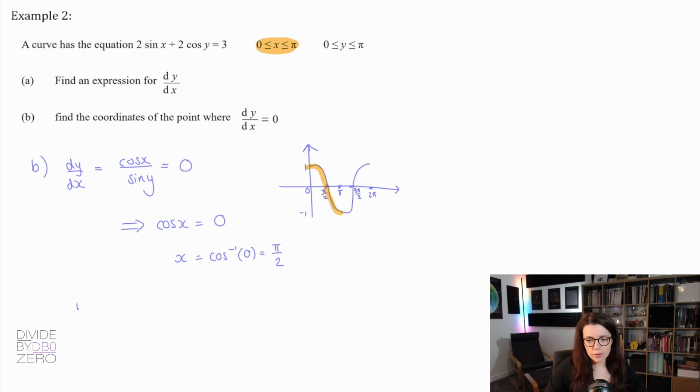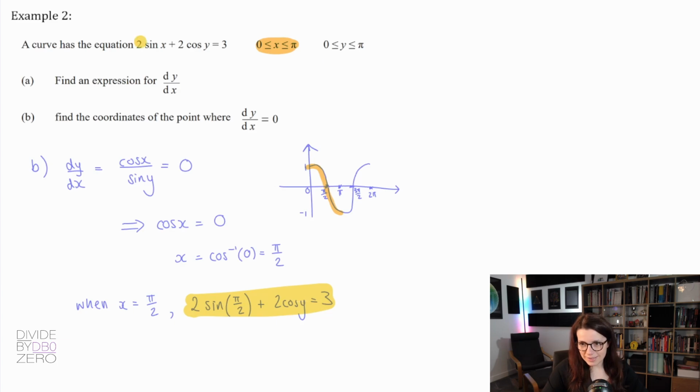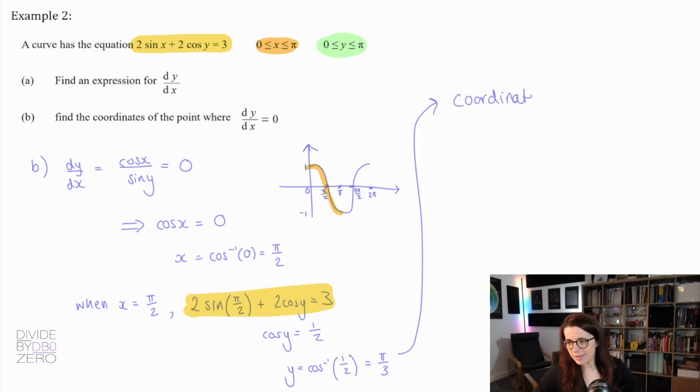Now we need to find the y coordinate. So when x is pi over 2, if we sub that into the original equation, that would be 2 sin pi over 2 plus 2 cos y equals 3. And that is coming from substituting into this equation. Solving for y, cos y would be equal to a half, means y is inverse cos of a half, which is pi over 3. And that fits the specification for y being between 0 and pi, so that's good as well. Therefore, final answer for coordinates, pi over 2, pi over 3.